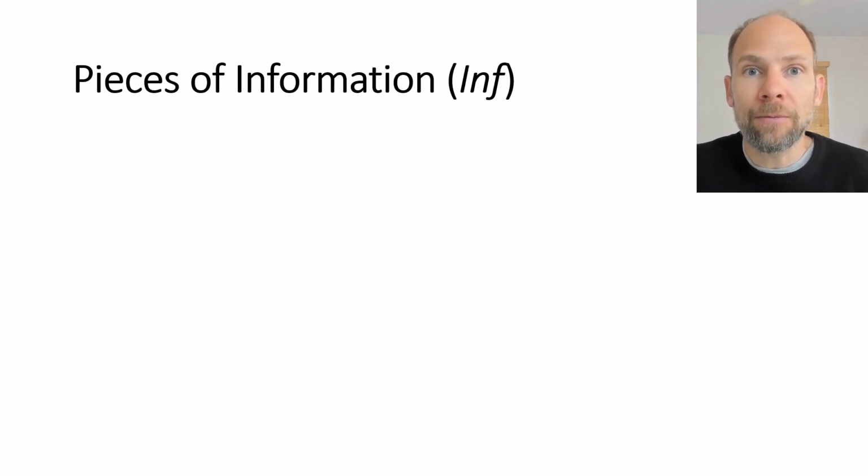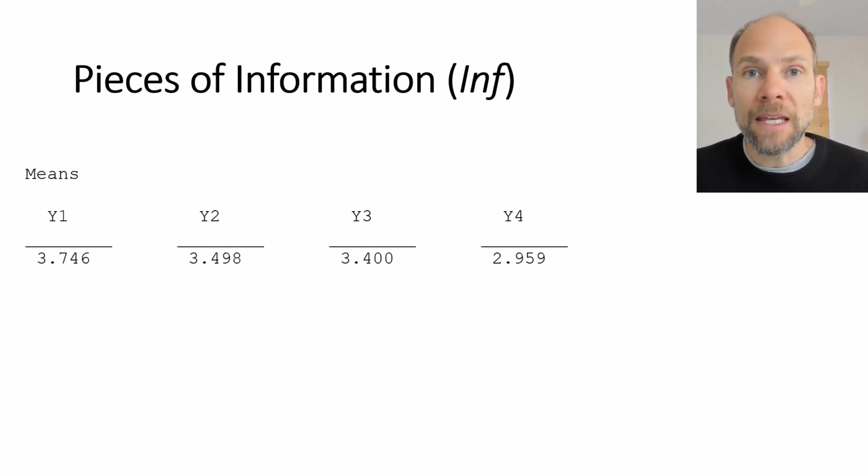We're going to start with the number of pieces of information, which I abbreviate here with INF. So in general, what can we use as pieces of information when we estimate the parameters of a confirmatory factor analysis or a structural equation model? First of all, there are means in the observed data. In my example here, I have 4 observed variables or indicators, y1 through y4, and obviously each one of those indicators has a mean in the sample.